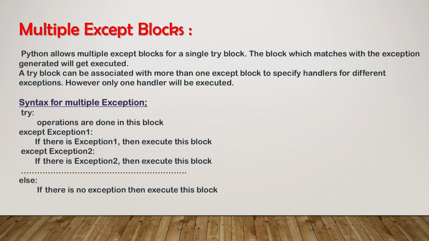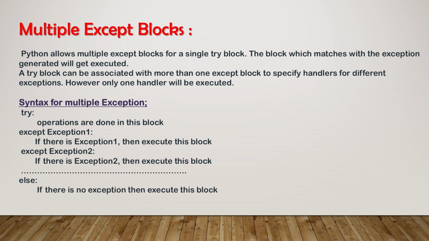Now let's see the except clause with multiple exceptions, that is, with multiple except blocks. Python allows multiple except blocks for a single try block. The block which matches the exception generated will get executed. A try block can be associated with more than one except block to specify handlers for different exceptions. However, only one handler will get executed.